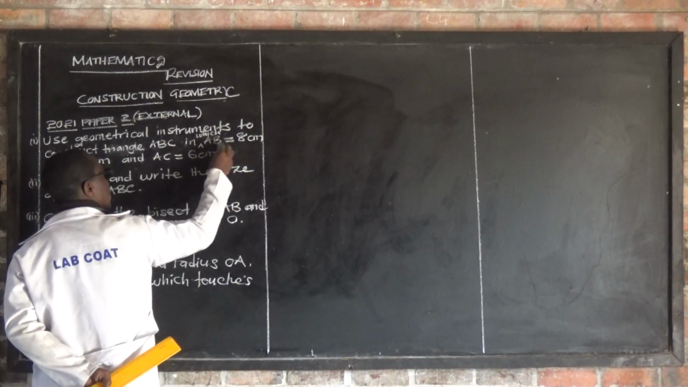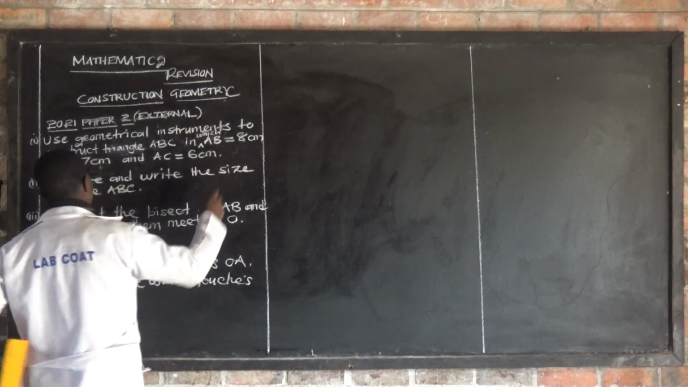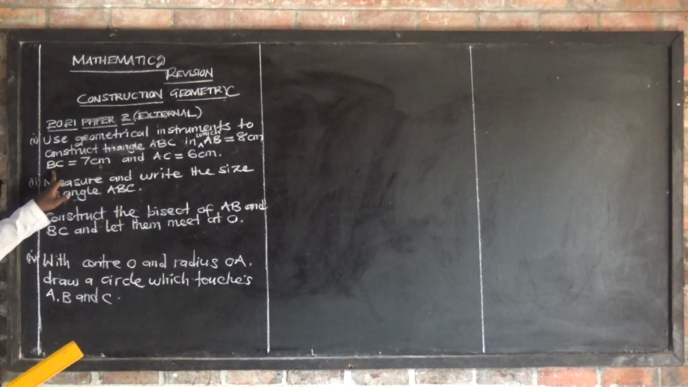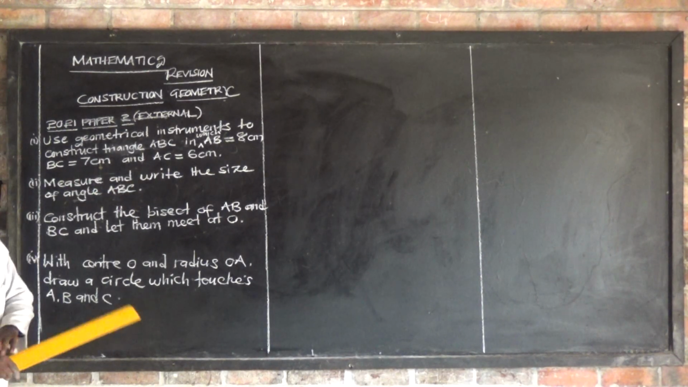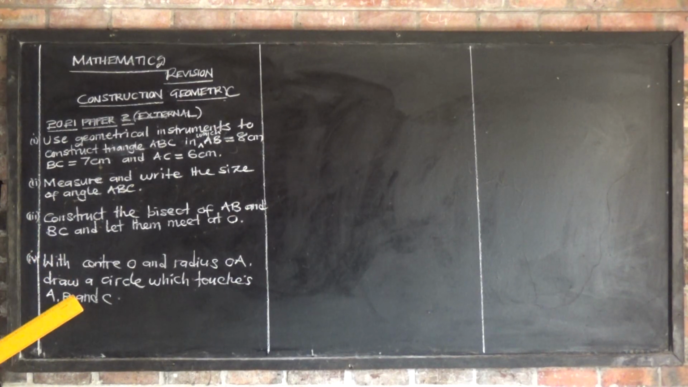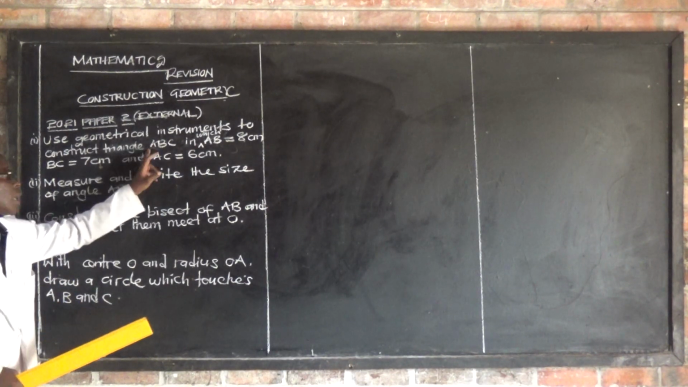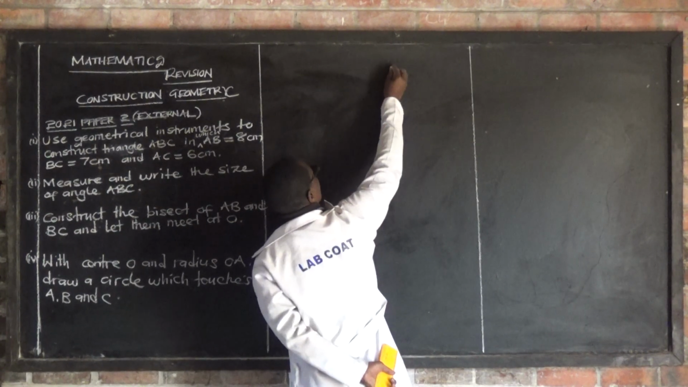AB is equal to 8 centimeters. Then BC is equal to 7 centimeters, and AC is equal to 6 centimeters. So they want us to come up with a triangle. This triangle is triangle ABC.